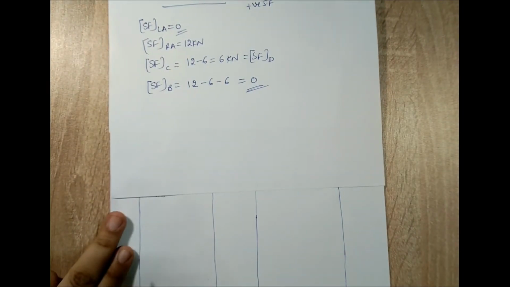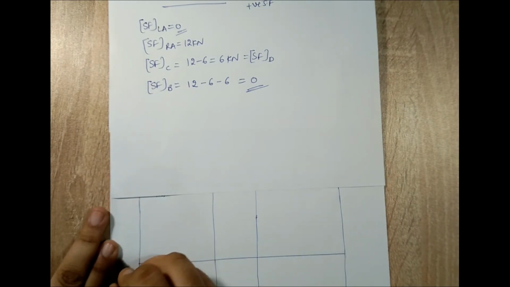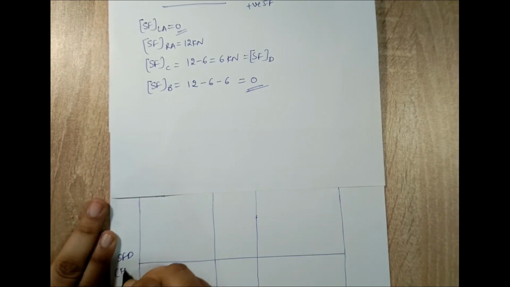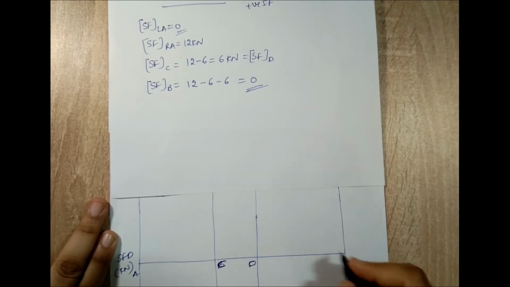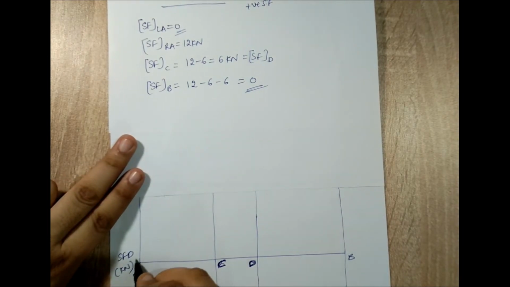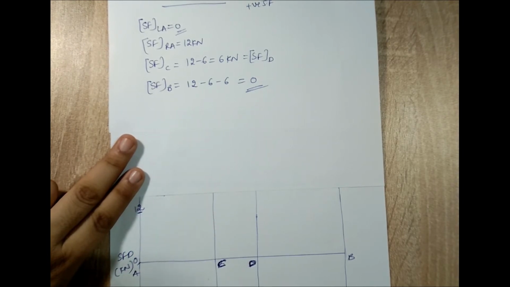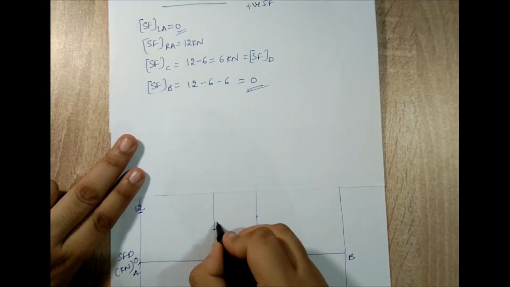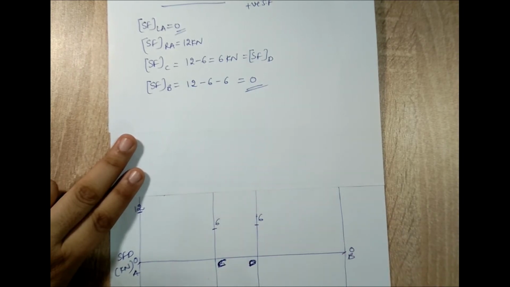All the values are positive. So I'll randomly draw a line. This is SFD in kilonewton. This is point A, this is C, this is D, and this point is B. So to the left of A the value is 0, right of A the value is 12 kilonewton. At point C the value is 6 kilonewton. At D also the value is 6 and at B the value is 0.